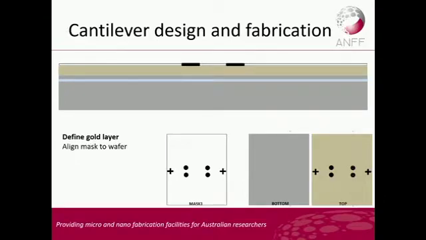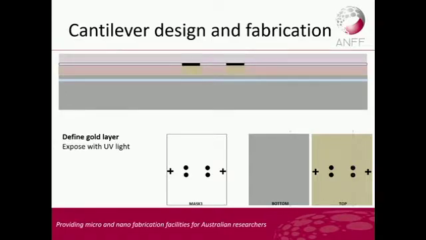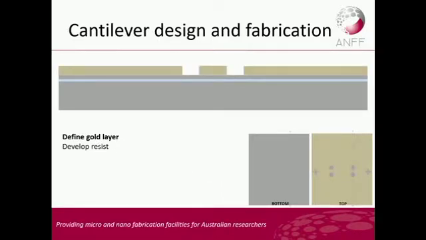So we've put the mask on top, and then we expose UV through it. Because this is a negative resist, where it's exposed to UV, it cross-links. And then we develop, so where it's unexposed, it's soluble in the developer. And then we evaporate our gold on top of that.